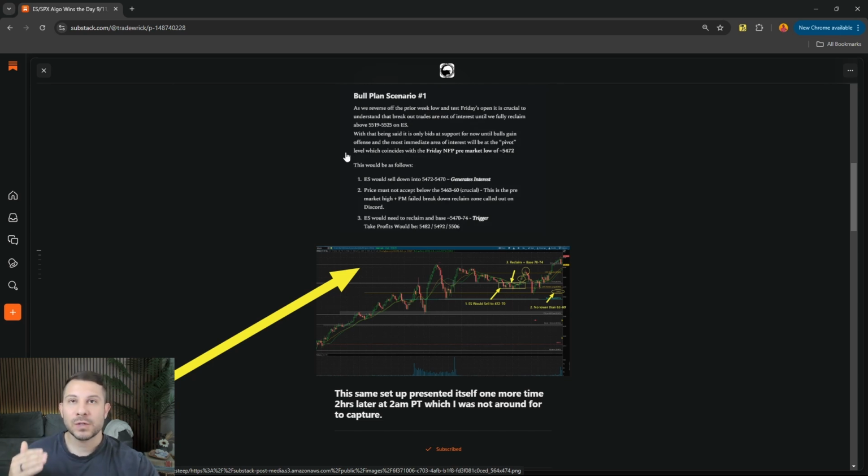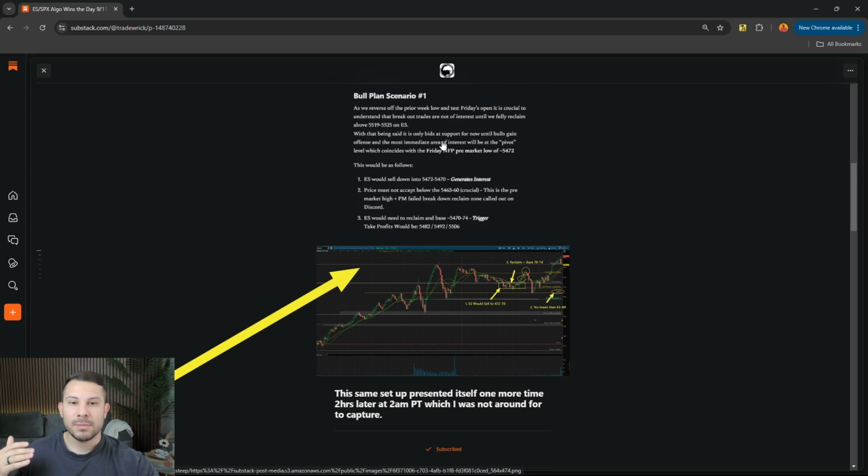So in order to find the best quality trades, we have to think in terms of where can we buy it, but also have wind at our backs, where the bulls are showing definitive control or putting their foot down to reclaim more levels, right? I'm giving that context, that narrative, all the time just to ensure that I'm not looking for the wrong trade ideas. With that being said, only bids at support for now until bulls gain offense.